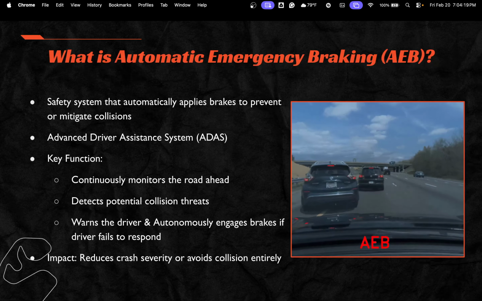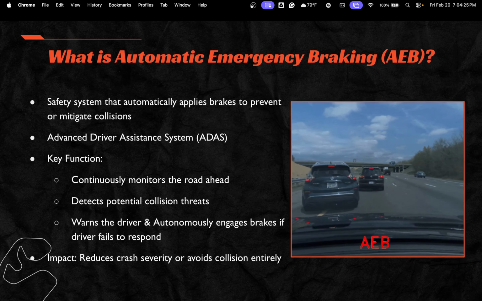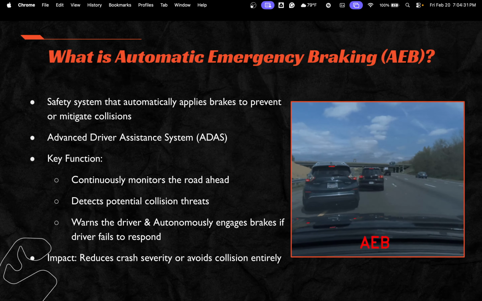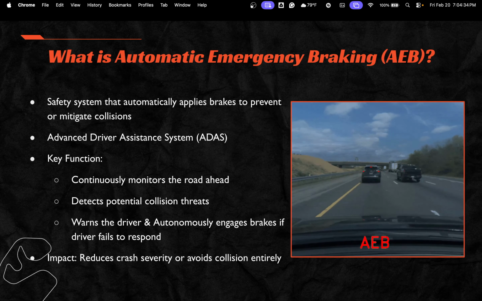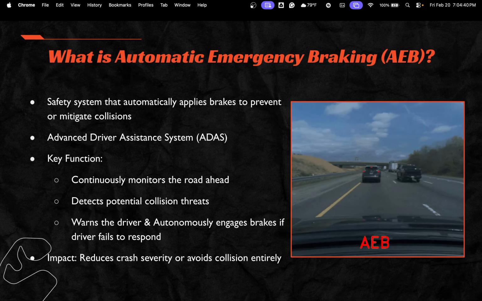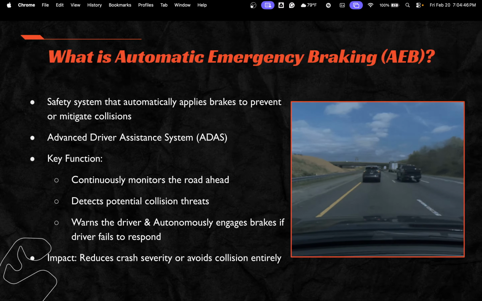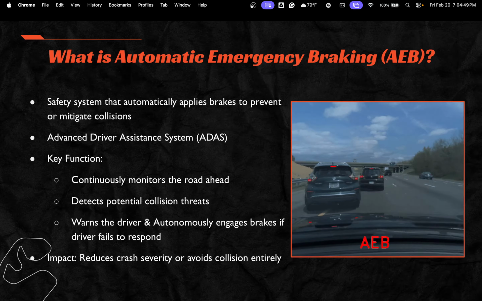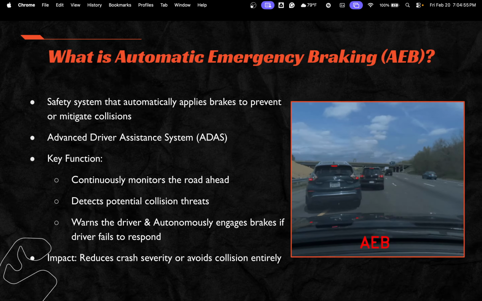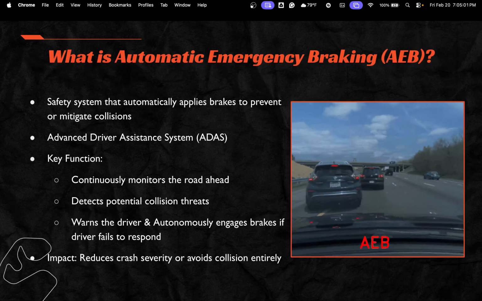It is also part of ADAS, Advanced Driver Assistance System. In other words, ADAS has an AEB system in it as well. How it works is that it is continuously monitoring the road, and it tries to figure out, is this a threat? If it's about to collide, the first thing it usually does is warn you by a beeping or something like that. And if you don't react in time, it automatically presses the brakes for you.